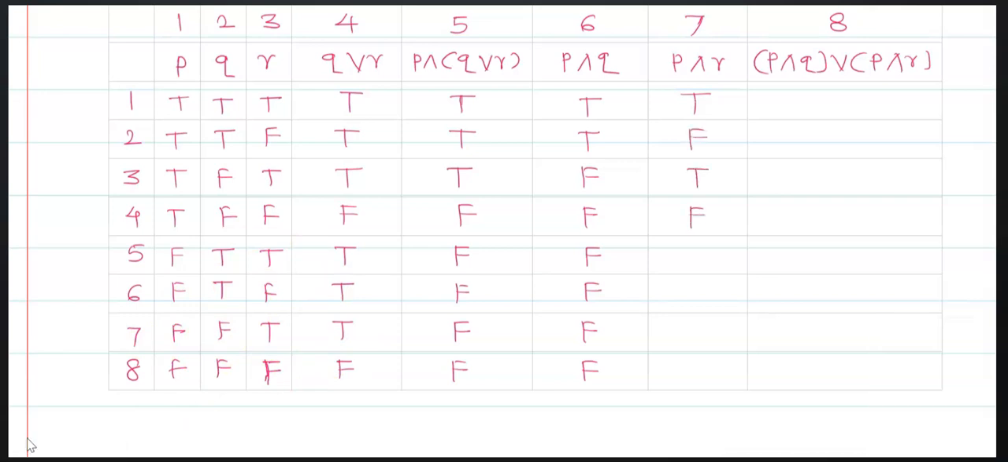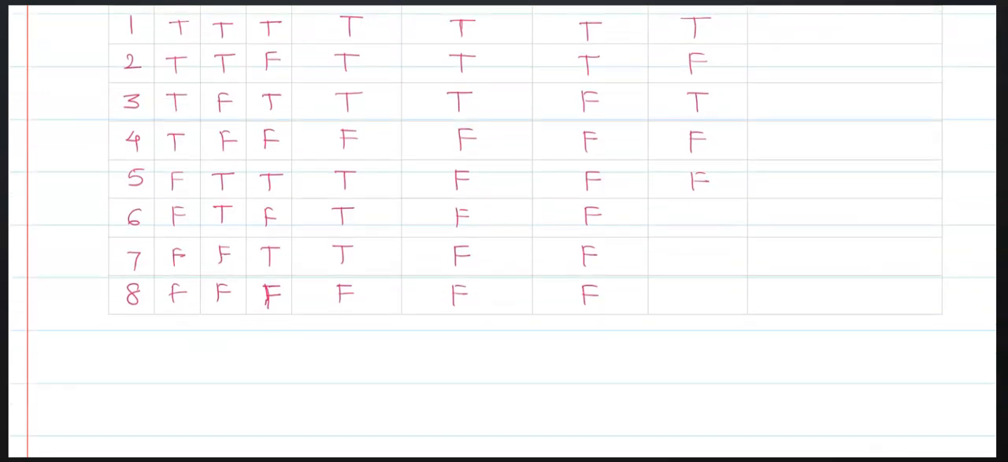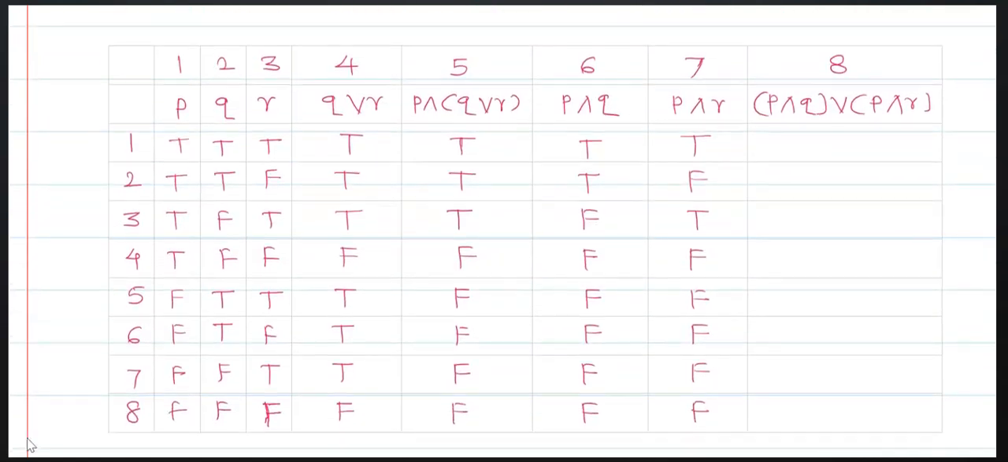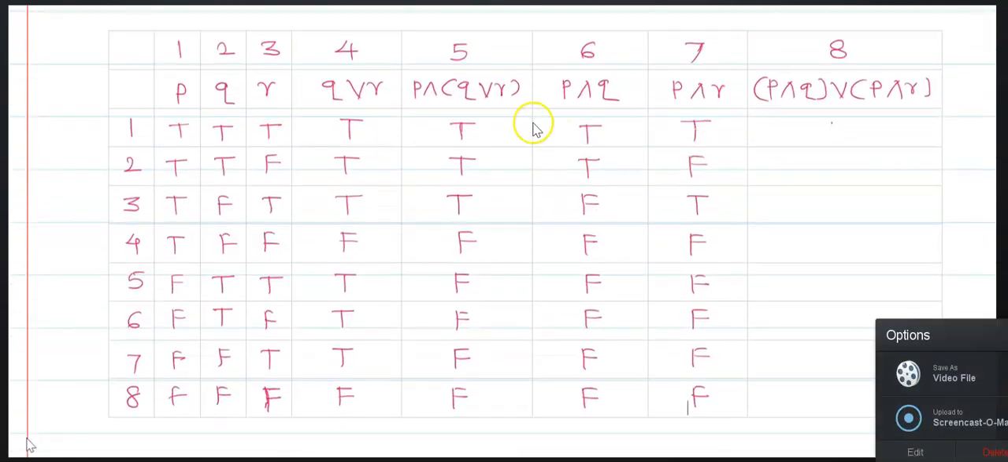Next, we'll find out the OR between 6 and 7. For OR, we require that one of them must be true. That is, the OR between these two. TT is T, T, T, F, F, F, F, and F. Now see this. 3 T's and all the rest are F.